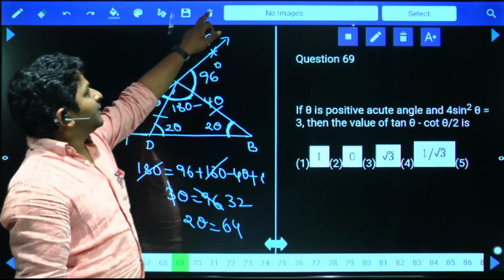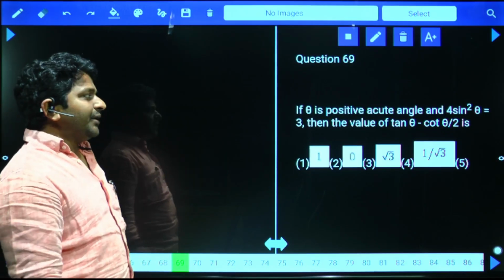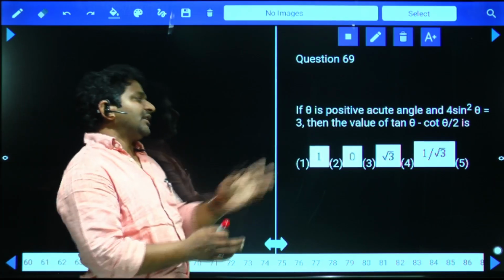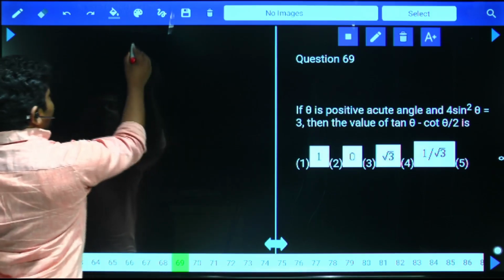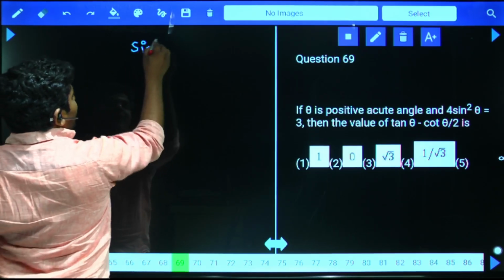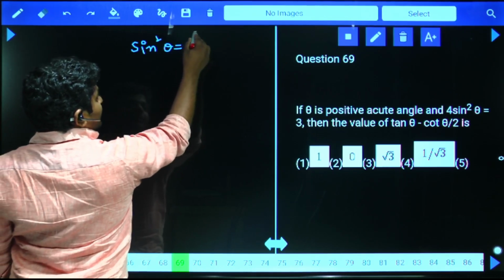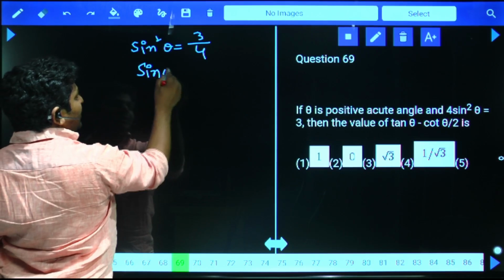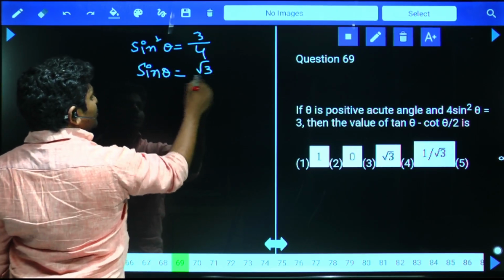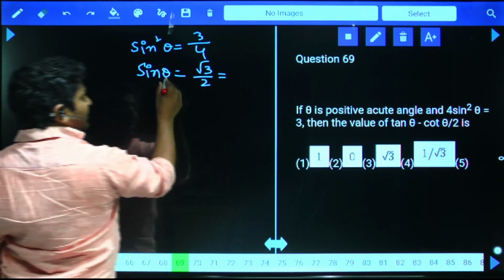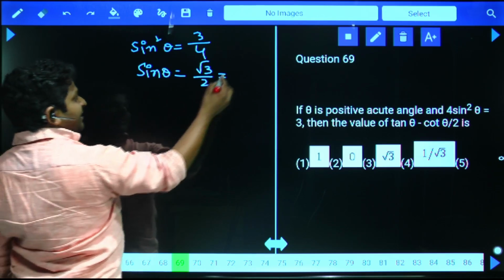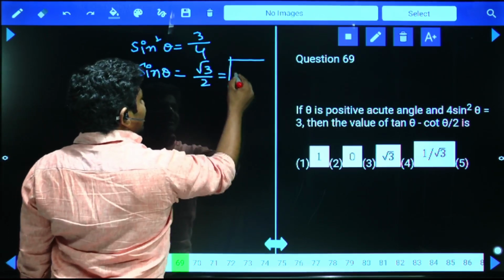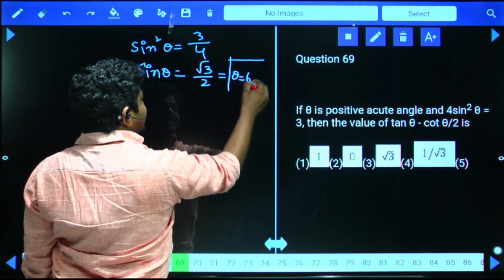Next. If theta is a positive acute angle and 4 sine square theta is equal to 3, from this we can say sine square theta is equal to 3 by 4. From this, sine theta is equal to root 3 by 2, which means theta is equal to 60 degrees.